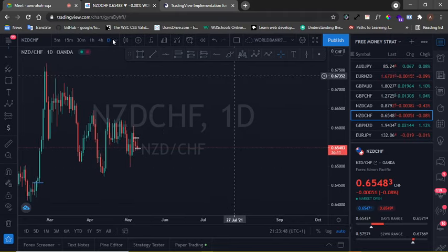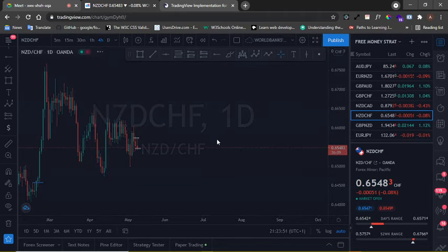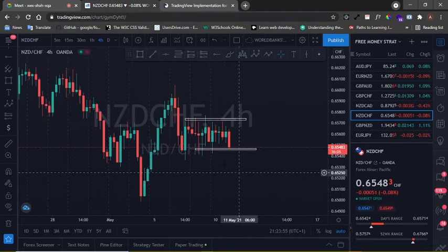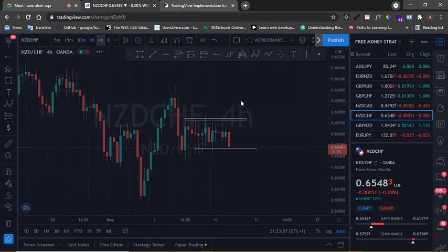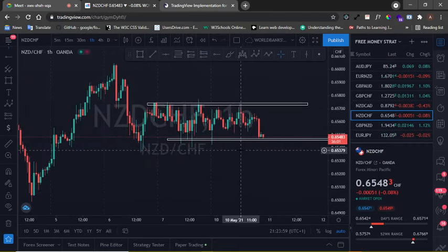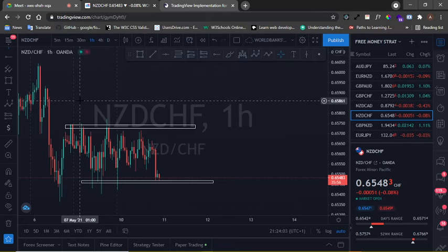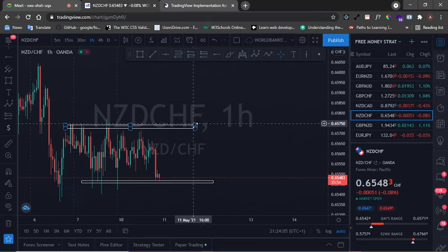So let's start from daily. No order block on daily. 4 hours. Can you see, guys? So let's move to 1 hour. Order block for this one, fast and small, but this is a nice order block here for a sell entry.